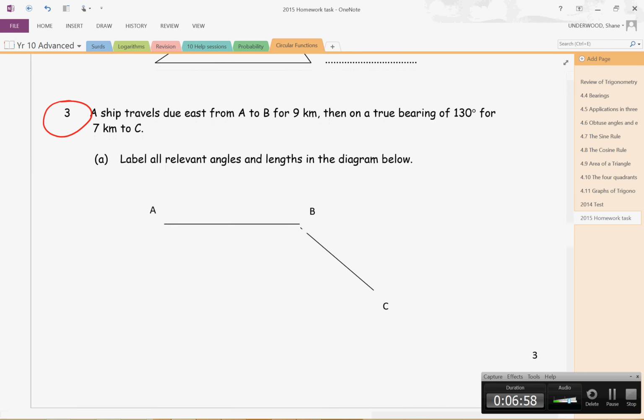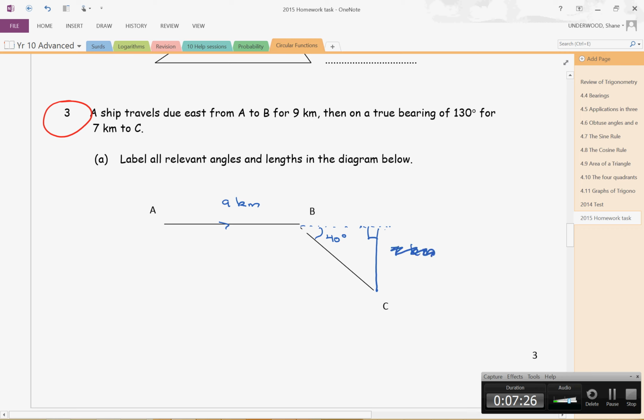A ship travels due east from A to B for 9 kilometres. So we're going across 9 kilometres and then a true bearing of 130 degrees. What does that mean? It means that that's 40 degrees, and we can actually form a right-angled triangle, if you like. We can use SOHCAHTOA. We can't use SOHCAHTOA if it's not a right-angled triangle. And we're then going 7 kilometres.